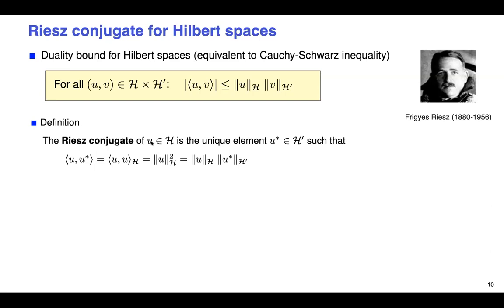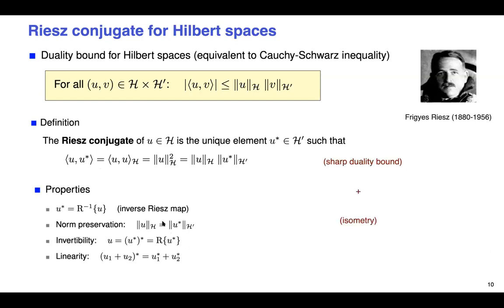And in fact, for any element in a Hilbert space, there's a unique conjugate that is called U star here, such that U with U star, which is the duality product, is equal to the inner product of U with itself. So that's the squared norm in H. Now, what is the important thing here? What are the properties? There's this Riesz map that tells us that this U star is R minus 1 of U, where R is the Riesz map.